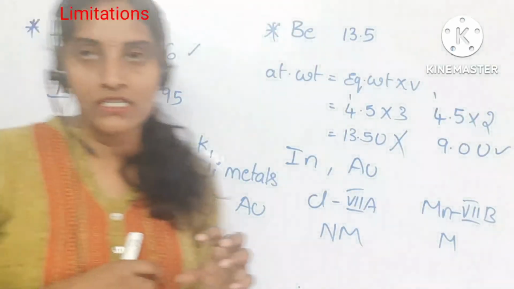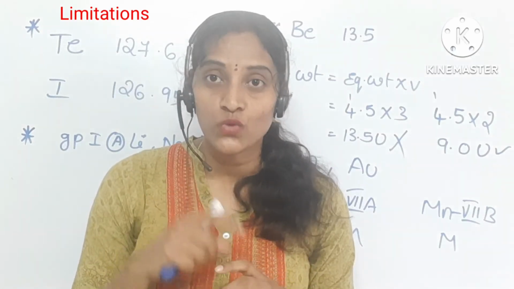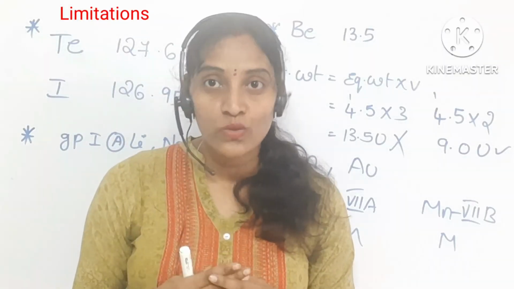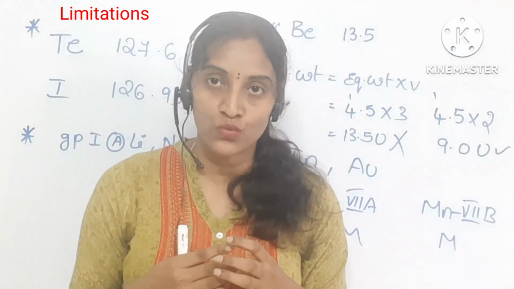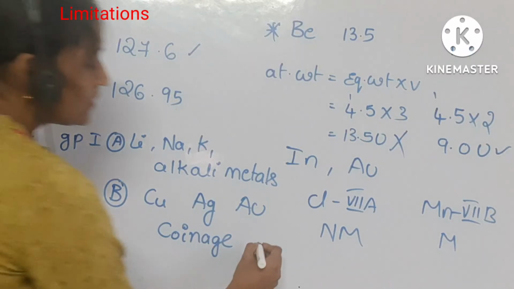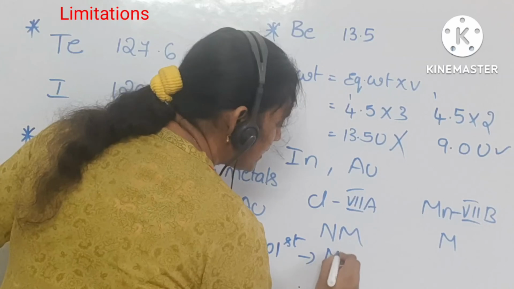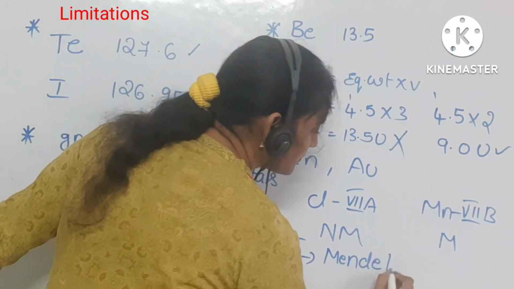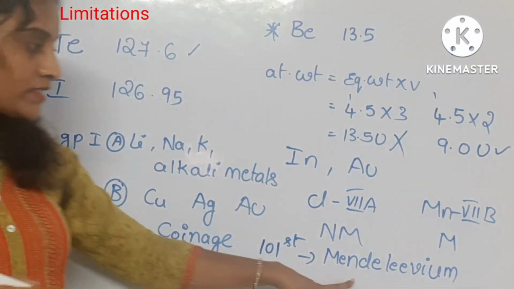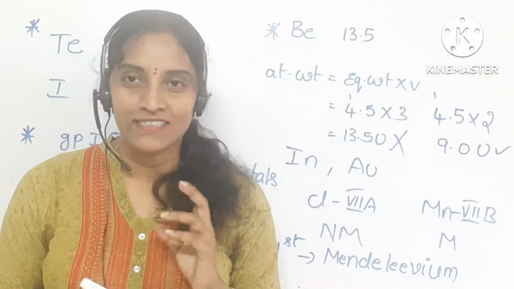These are the limitations. After that, was his work accepted by scientists or not? That is the question. Yes, his work was accepted by scientists. Because of his work, in respect to him, they named the 101st element Mendeleevium. The 101st element's name is Mendeleevium. This is about Mendeleeff's periodic table.